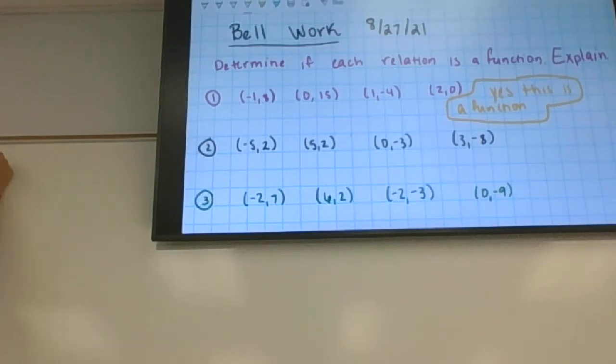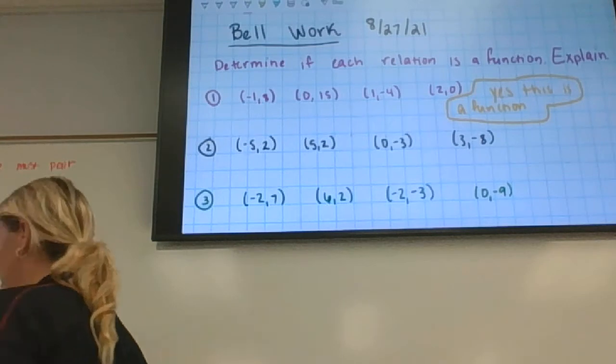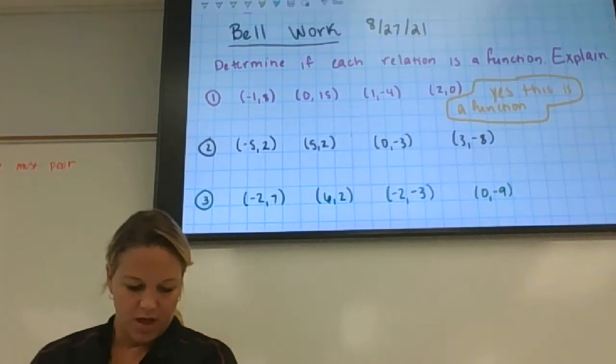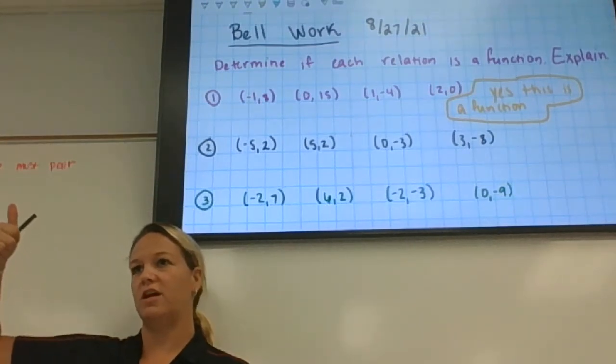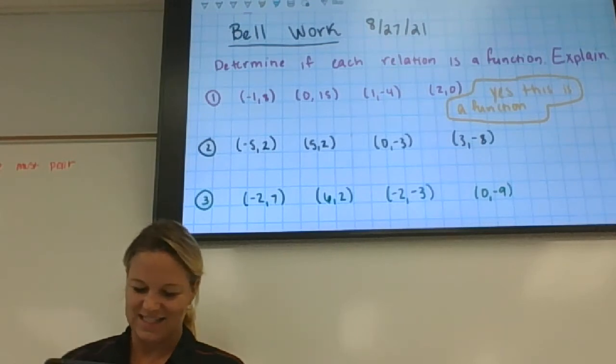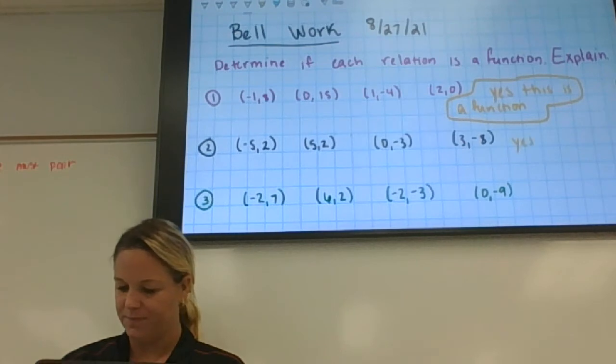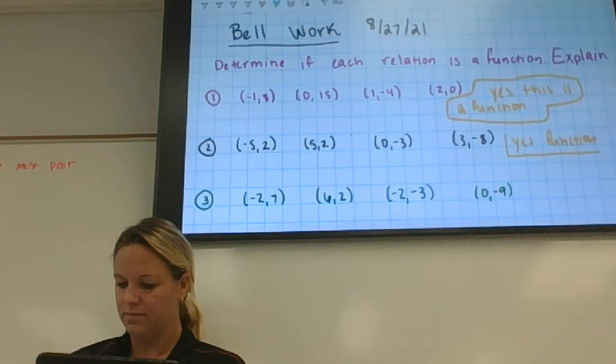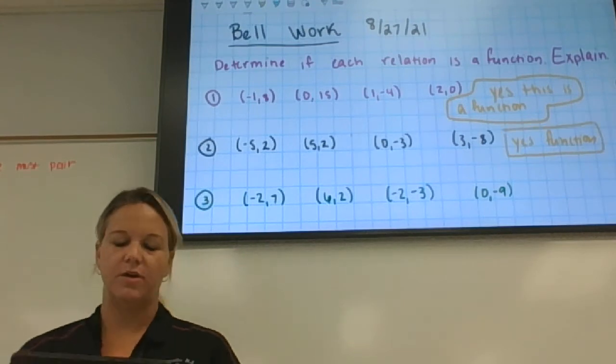It doesn't have each x value paired up with one y value. Okay, good. I got the rule up. I'm gonna leave the rule up all day. All right, number 2. Let's do a thumbs up for yes, a thumbs down for no. So many thumbs ups. Yes, this one is a function. Yeah, it's a function because it passed the test.